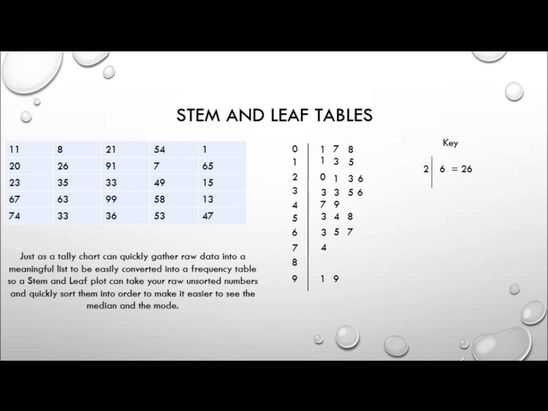Generally, the first step towards any statistical analysis is to sort the numbers into order, and that's what a stem and leaf table does. It gets your raw numbers that are unsorted, sorts them out, so then it's easy for you to calculate things like the median or the modal average or the range.